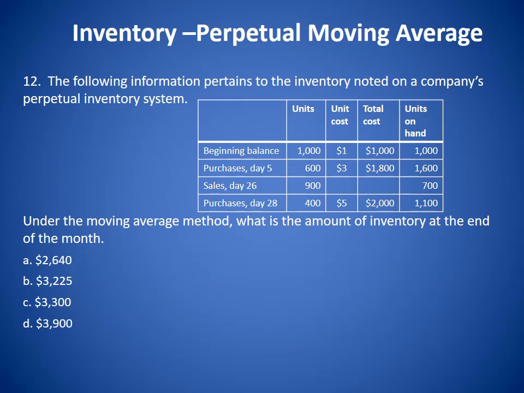This next slide is a multiple choice question, and it's based upon a perpetual inventory system using a moving average basis. It's written: the following information pertains to the inventory noted on a company's perpetual inventory system. That means we're recomputing dollar balances and inventory balances after every transaction. Now, under the moving average method, what is the amount of inventory at the end of the month? And we're given the inventory card here with the inventory transactions.